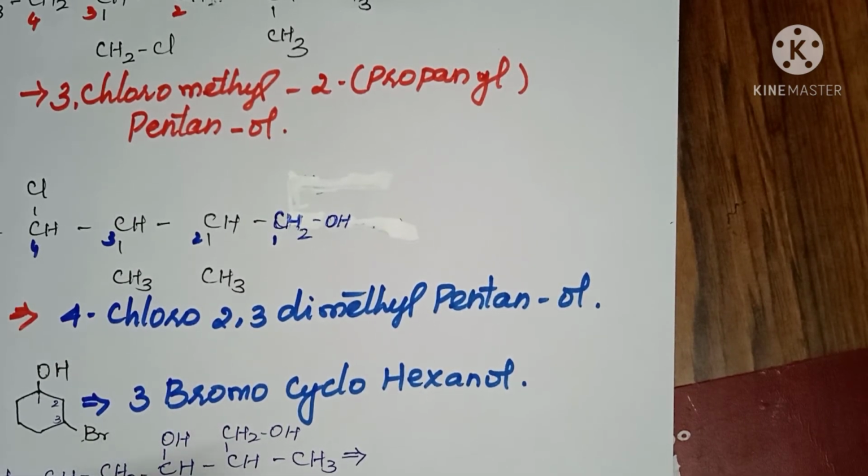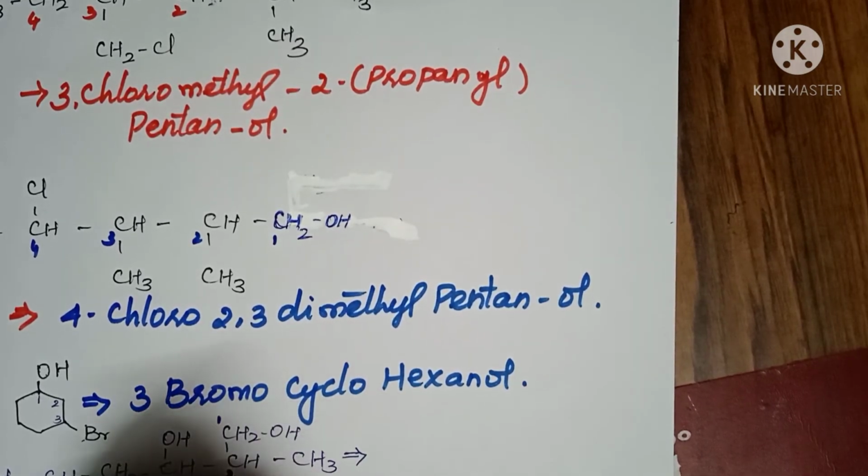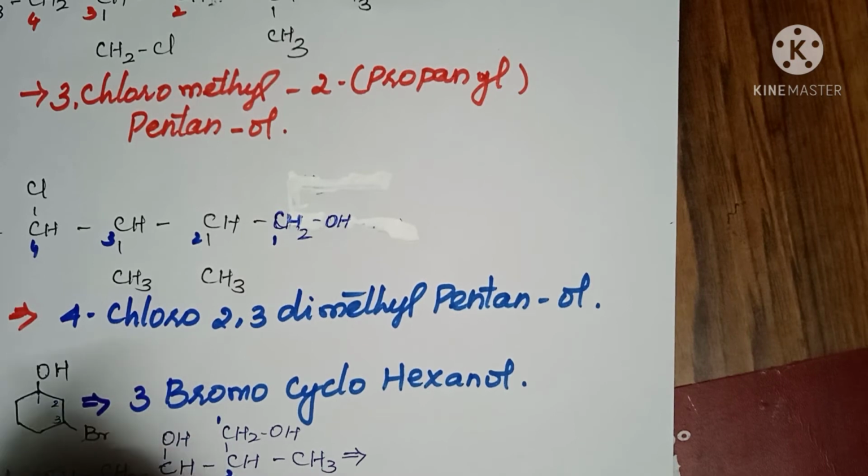CH3, CH, CH3, CH2, CHOH, CH2OH, CH3. What is the IUPAC name of this? Okay, so you have to give the numbering system. How can you give the numbering system? Wherever there is a functional group, you start the numbering there: 1, 2, 3, 4, 5, 6.